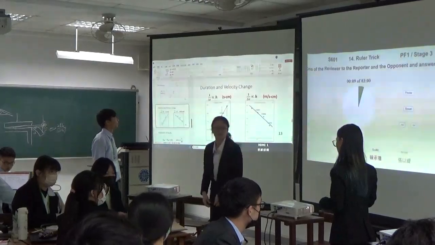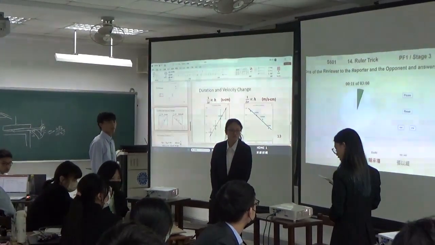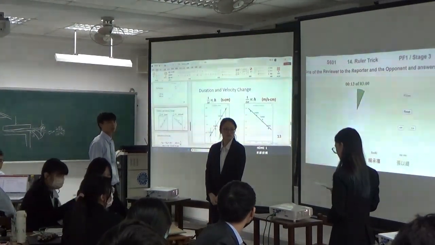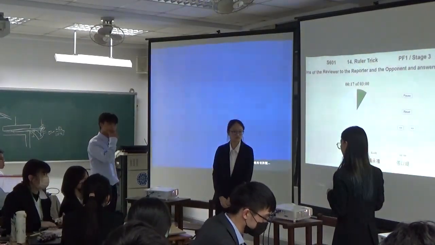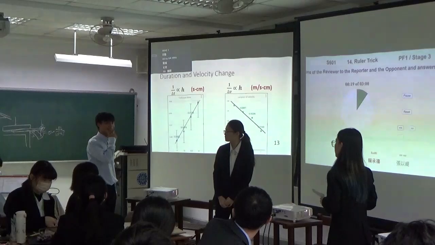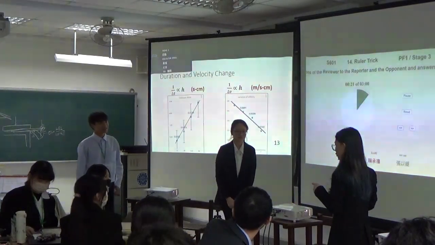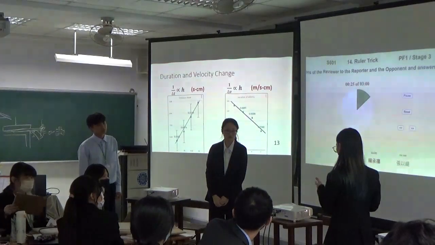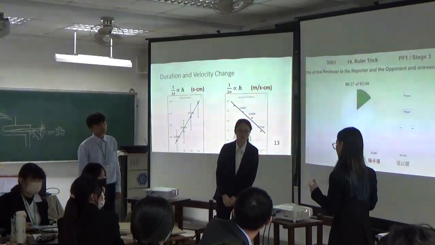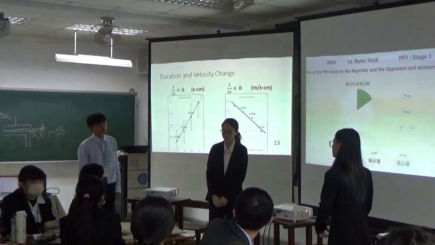I would like to ask the reporter about what will happen when a ruler barely reaches the boundary condition, which it will overcome the friction and slide down. Can you repeat that? How do you explain the phenomenon when it overcomes the friction and slides down? How will you explain that now?